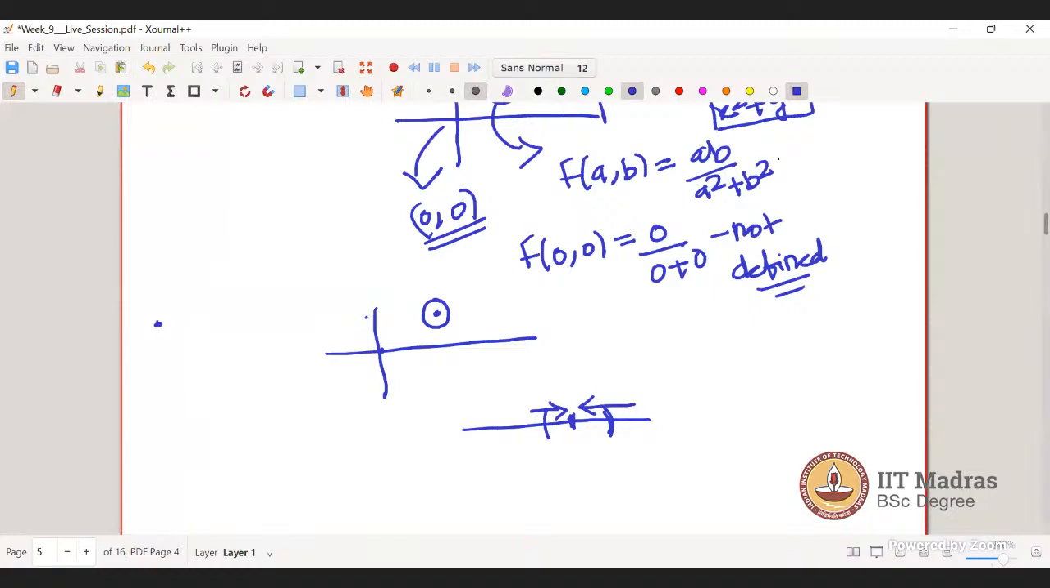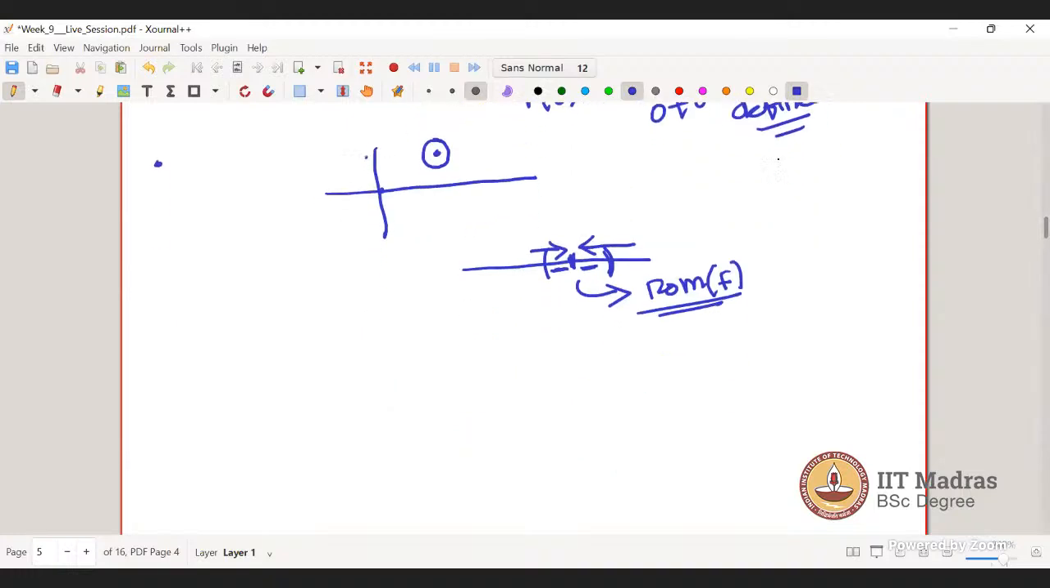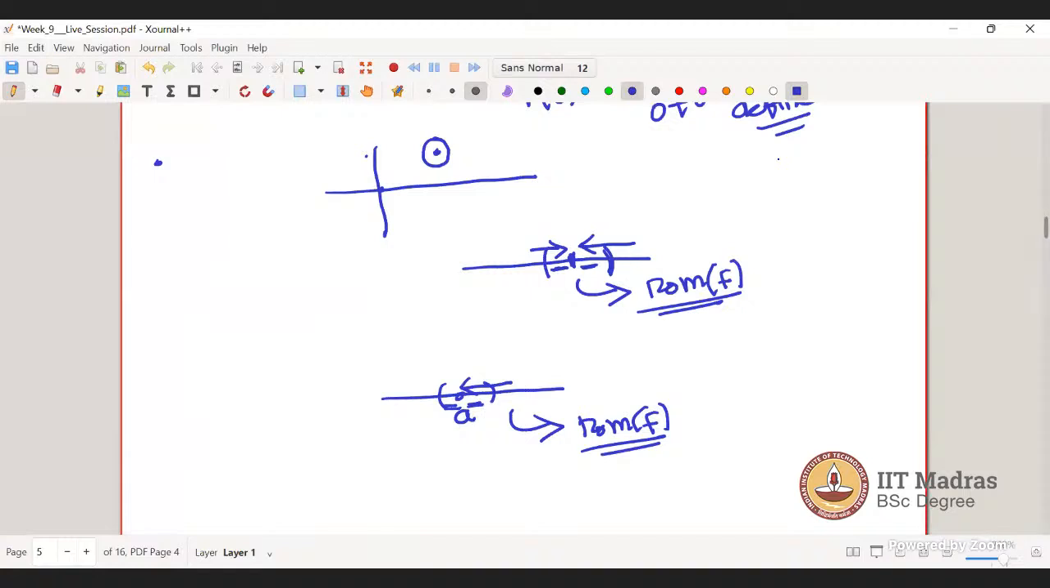So what you want is all these points to be inside the domain of f. When you are approaching this point from the left hand side and from the right hand side, suppose this is your point, you need all the points inside this interval to be a part of the domain of f. That's why you need the concept of an open ball.